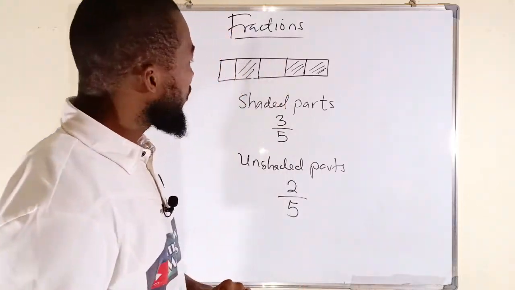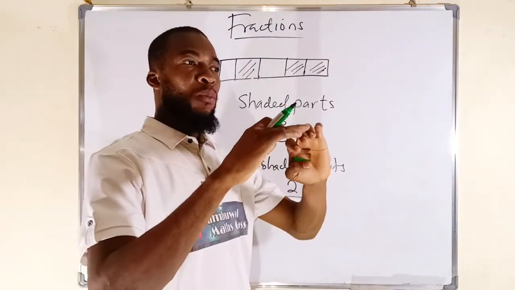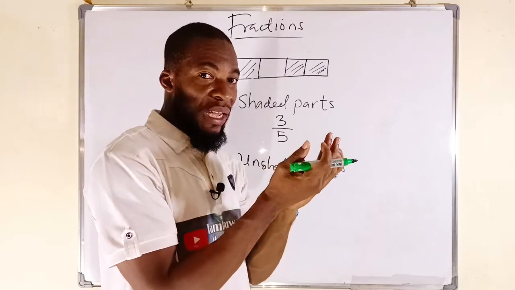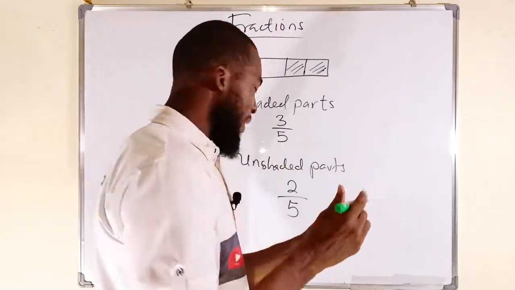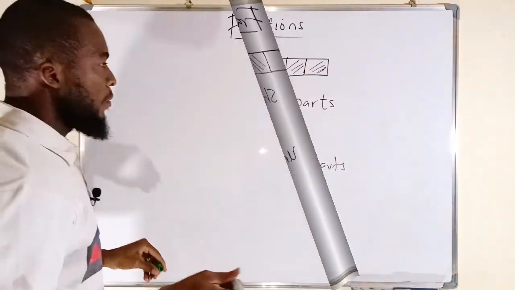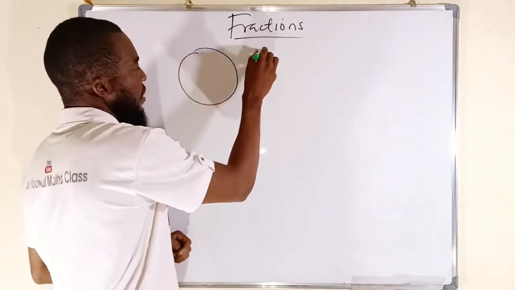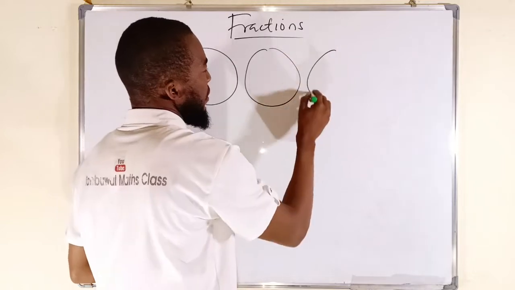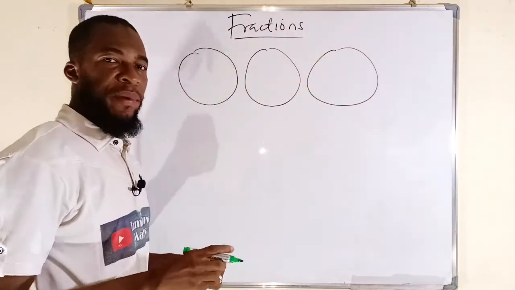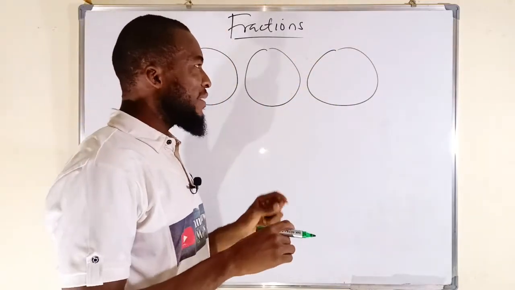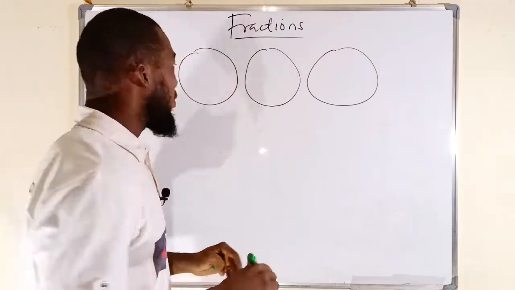An improper fraction is when you have more than one whole. You understand? But of the same kind. Let me give you an example. Suppose I have 3 pizzas. 1, 2, 3. Can you see them? And I decided to partition each pizza into 3 equal parts.